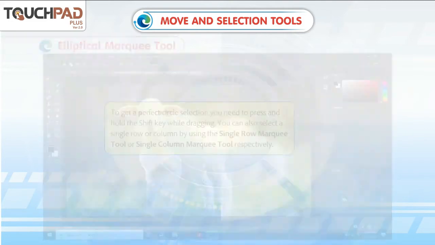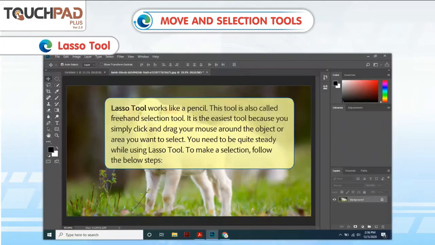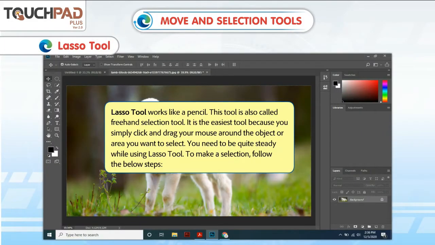tool respectively. Lasso Tool. Lasso tool works like a pencil. This tool is also called Freehand Selection Tool. It is the easiest tool because you simply click and drag your mouse around the object or area you want to select. You need to be quite steady using Lasso tool.